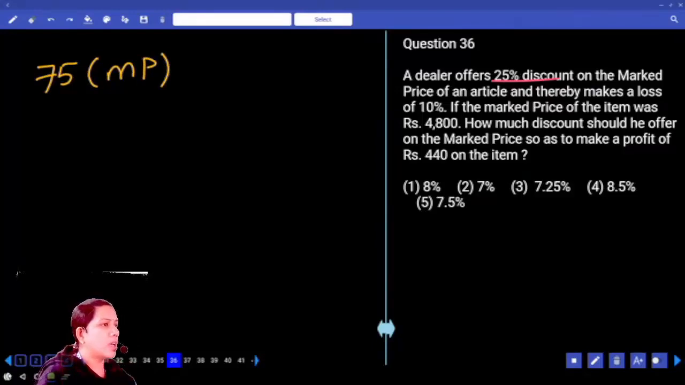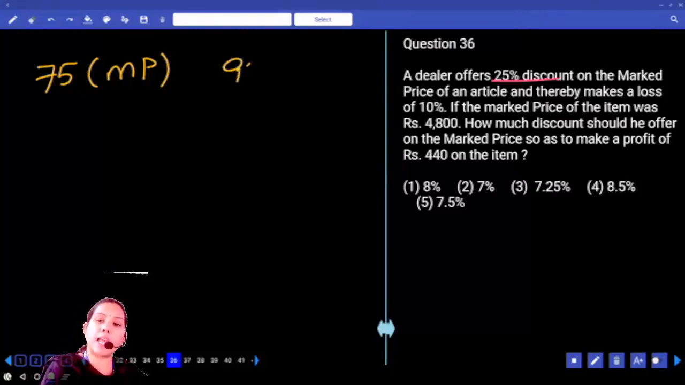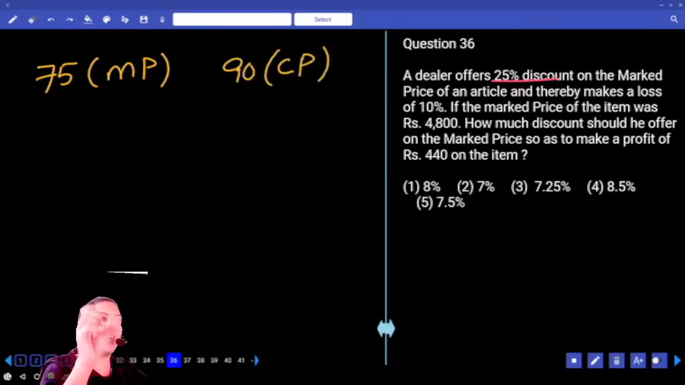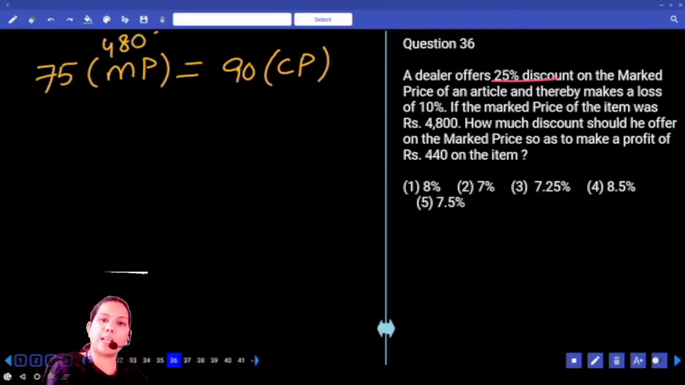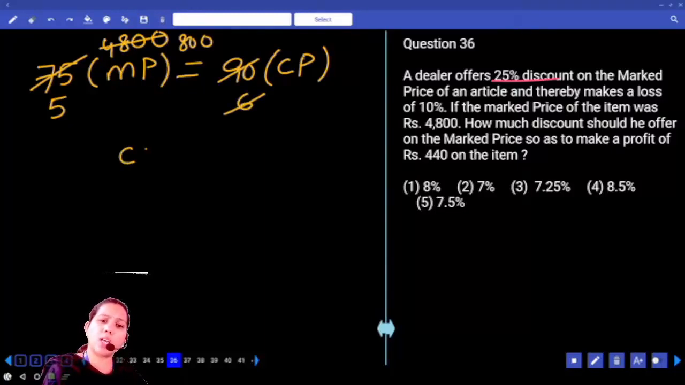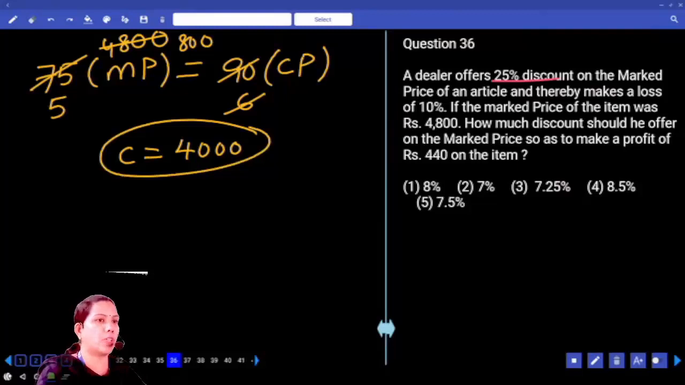Finally, he gets profit or loss? Loss of how much percentage? Loss is calculated on cost price. Then what is the selling price? 90% of cost price. 75% of market price is the selling price, and 90% of cost price is also the selling price. Both are equal. What is the market price value in your question? 4800. Just substitute 4800 here. 15 table exactly 5 times... 6 exactly 800 times. Then what is the cost price of the item? 800 into 5 means 4000. The cost price of the article is how much? 4000. What is the market price?